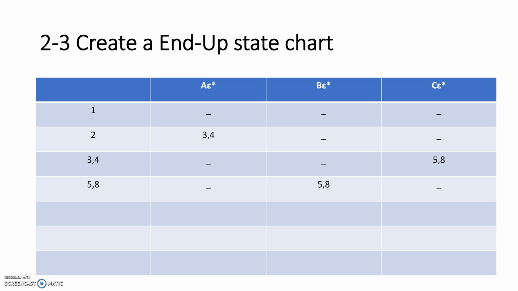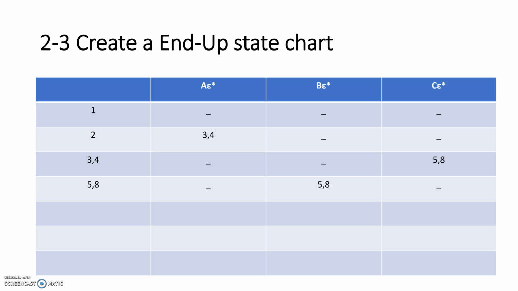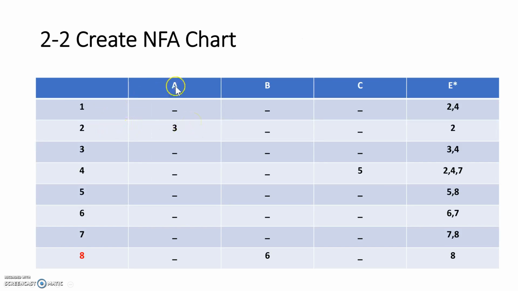What does epsilon star mean? If I have state 1 and follow A followed by 0 or more epsilons, we need to figure out where we end up. So if we want to complete this table, we need to use the first table. And we can find out what state we end up in. Then we start. First, we start with state 2. We found out if we go A first, we end up in state 3, right?